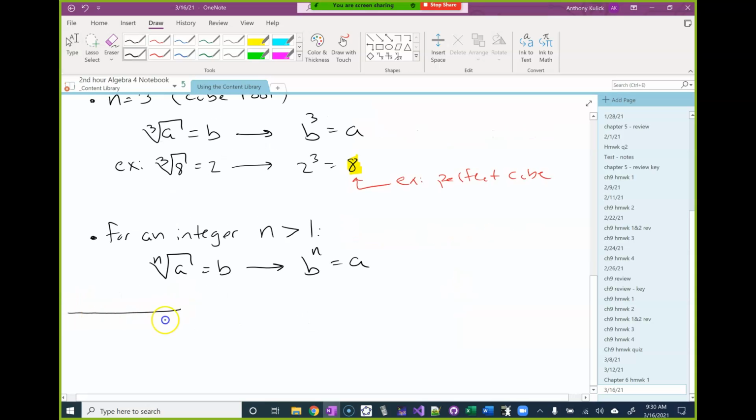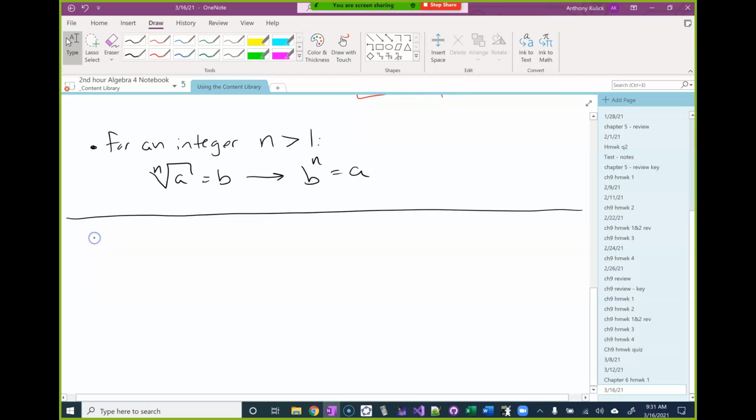What about the n? So we're just generalizing what we said for square roots and cube roots. Yep, so we said for any integer n that's greater than 1, so like 2, 3, 4, 5, 6, 7, that same pattern holds, that if the nth root of a is b, that tells us that b to the n is equal to a. Just like if the square root of 4 was 2, then 2 squared is 4. So that same pattern holds. Yeah. That's all. No problem.